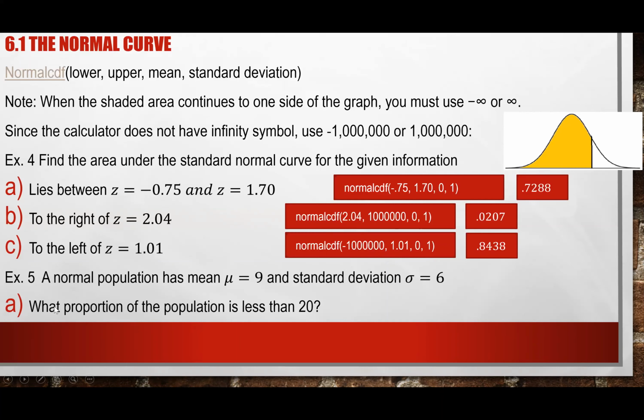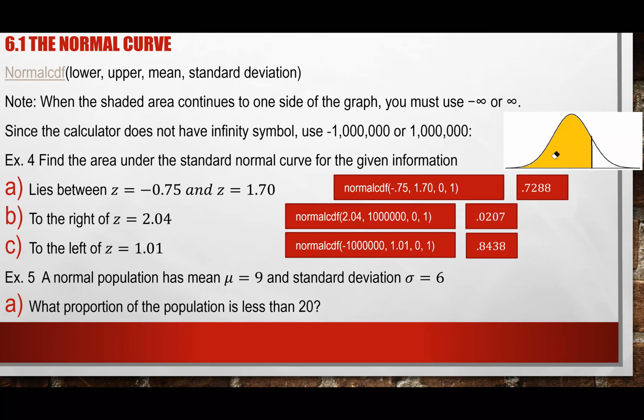Now they ask you, what proportion? Remember, I told you the area, proportion, or probability is the same thing, right? What proportion of the population is less than 20? So just imagine less than means smaller than or to the left of 20, right? If you were to sketch this, everybody see that it's the same graph like this. Let's say that my 20 is here. And again, I'm looking for the area or proportion that is less than 20, which will be the region over here. Okay, this is 20.